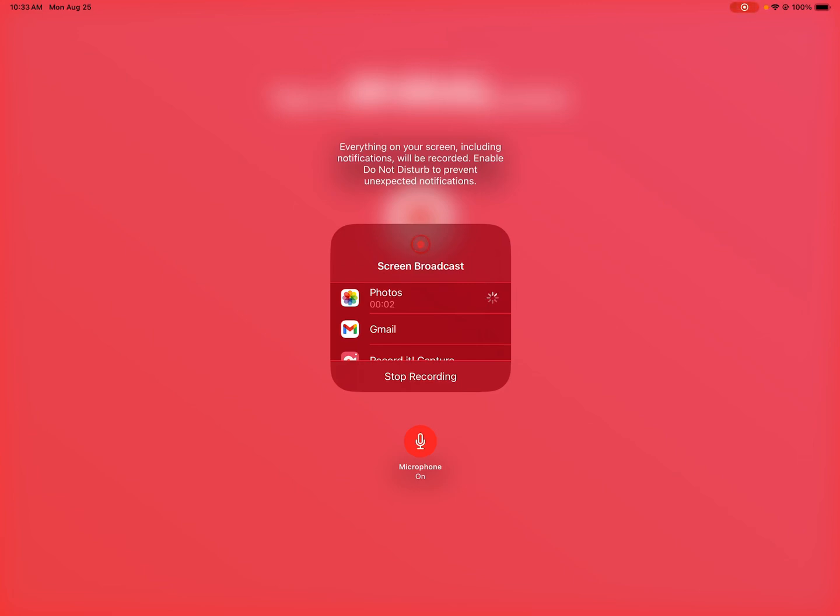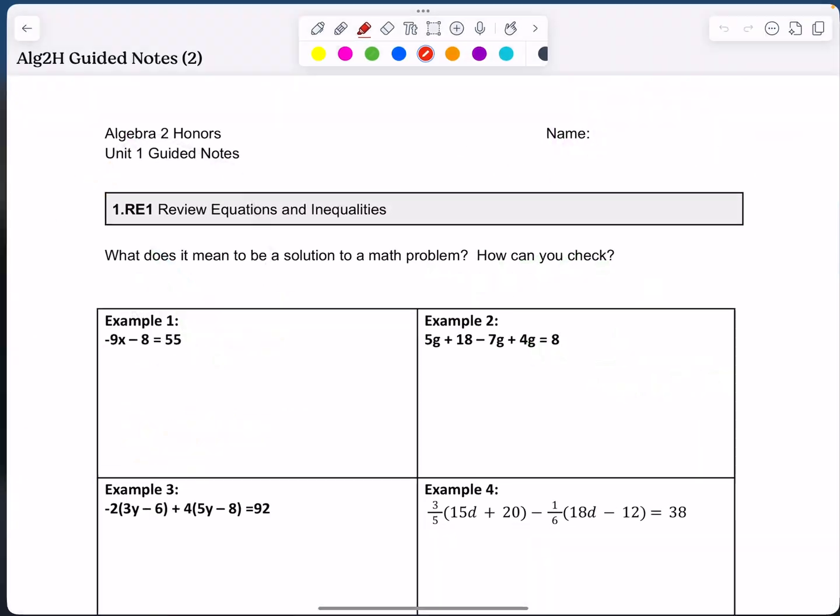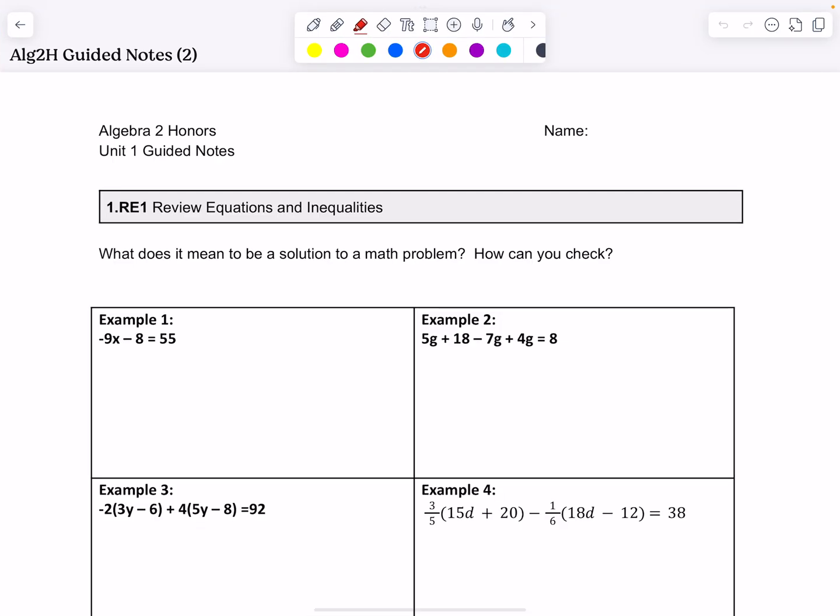Hey, this is going to be a review of equations. So this is the very first lesson. Your notes should look like this. We're going to start with what it means to be a solution to a math problem.